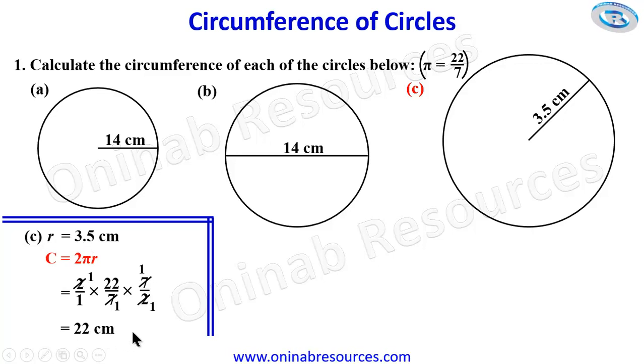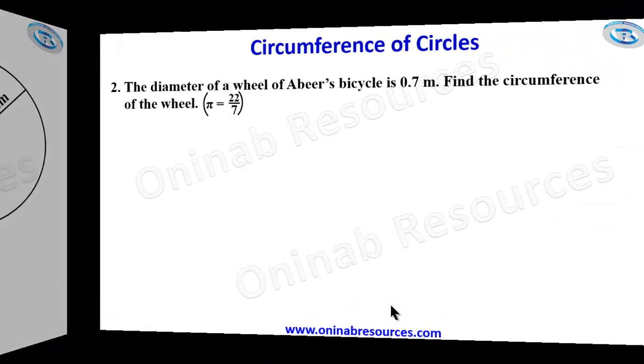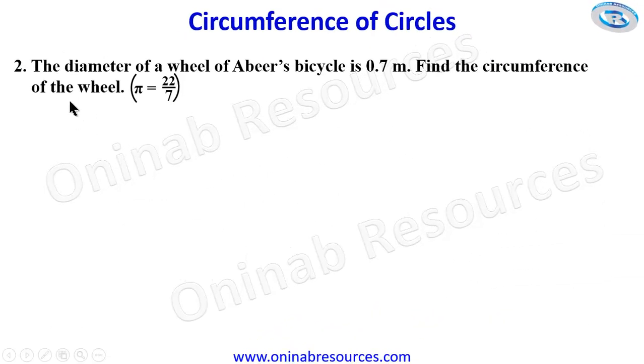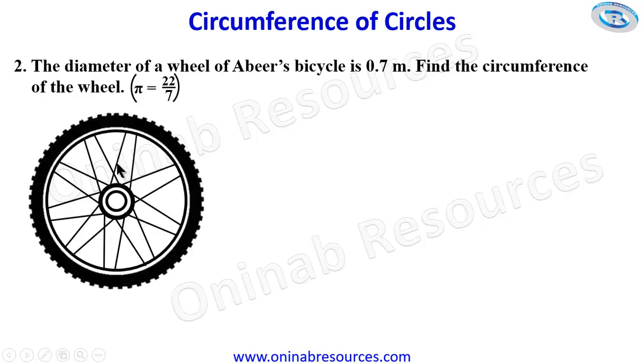That's all for problem 1. We then go to problem 2. For problem 2, the diameter of a wheel of Abiru's bicycle is 0.7 meters. Find the circumference of the wheel. Diagrammatically, we have the wheel here, and we are told that the diameter, that's the distance from one end to the other end, is 0.7 meters.